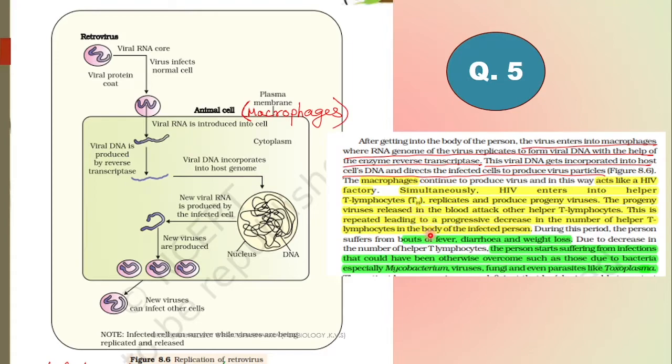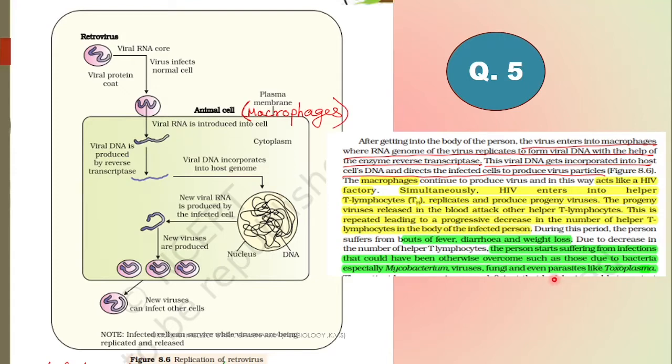Now, slowly as the disease progresses, as the virus keeps on multiplying inside the host body, it keeps on damaging the T helper lymphocytes and macrophages. So their number goes on decreasing and due to that, the person becomes highly susceptible to diseases which otherwise do not occur in a person, like diseases caused by bacteria, mycobacterium, viruses, fungi, and even parasites like toxoplasma. These pathogens normally are not able to cause infection in our body because of our strong immune system. But an AIDS patient can easily suffer from the diseases caused by these pathogens as their immunity is damaged due to HIV virus.